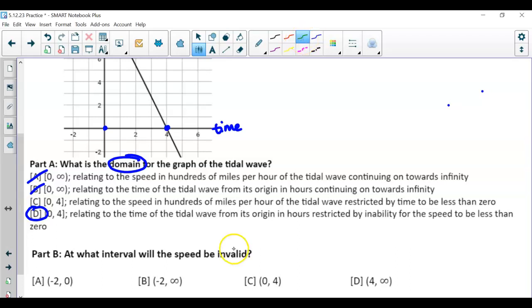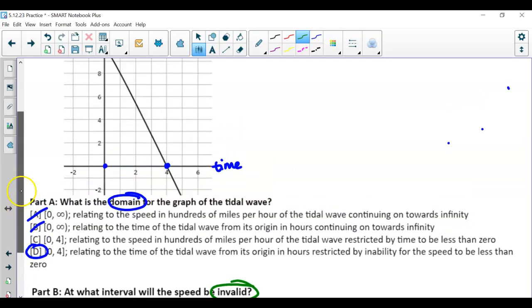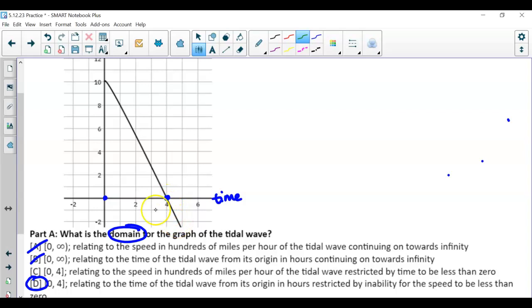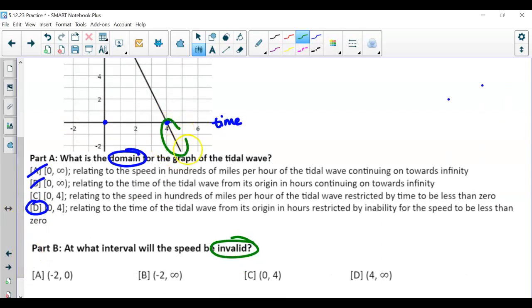So again, which is invalid? What makes this not true? Well, like what we just said, can you travel a negative speed? No. So this is the portion that is invalid, starting at 4 and going on to infinity. That's why the answer here is D.